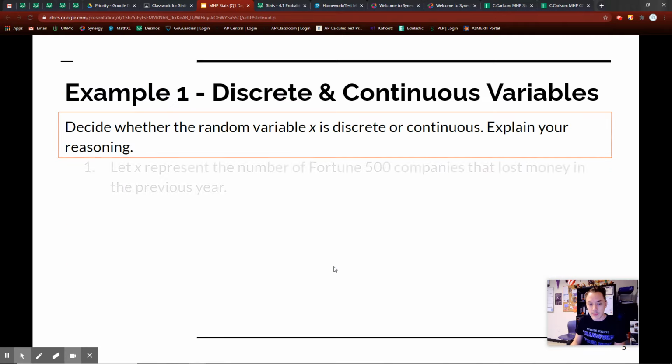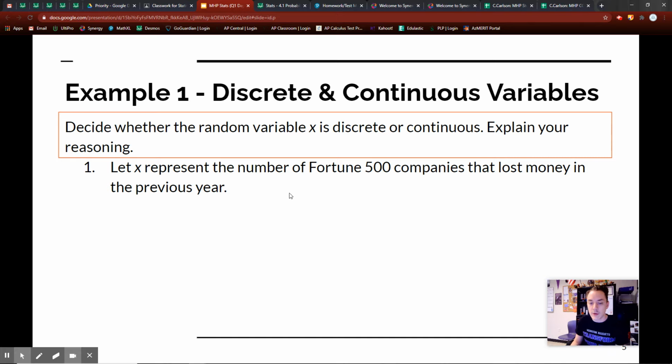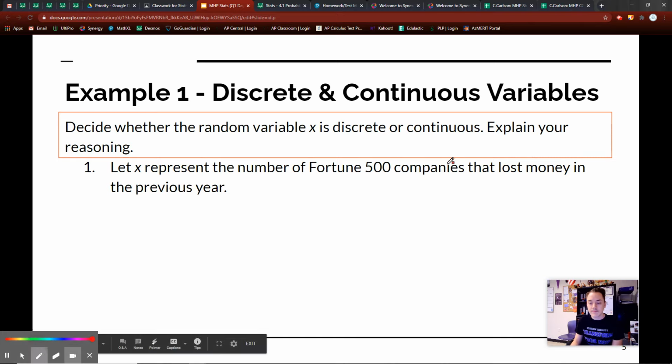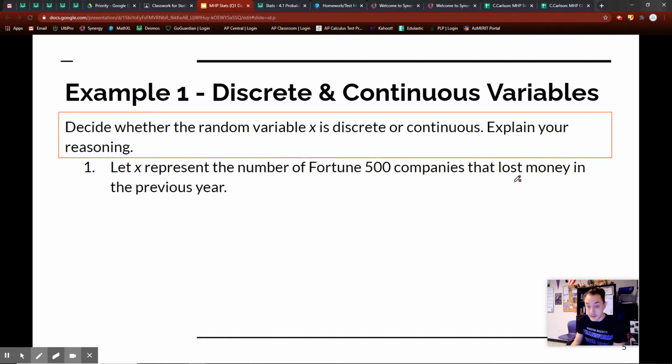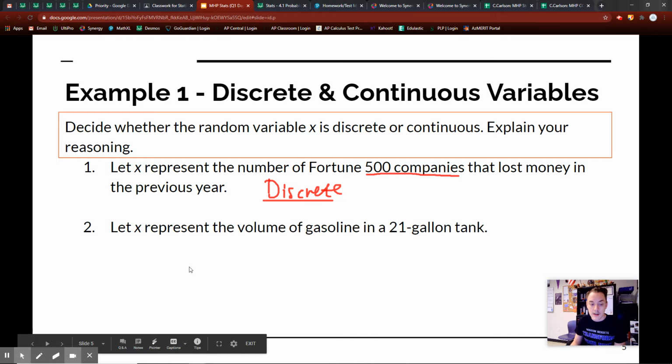So let's go through a couple of examples. Let X represent the number of Fortune 500 companies that lost money in the previous year. So is this discrete? Well, there's Fortune 500 companies. So how many companies? Well, there's 500. So is this discrete or continuous? We're going to say it's discrete because 500 is a countable set of data.